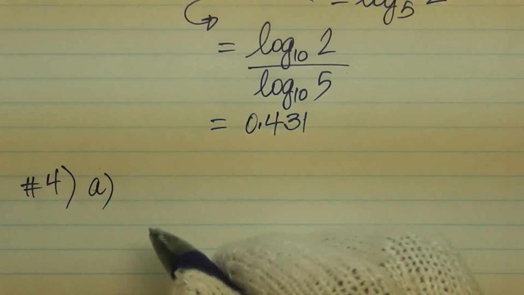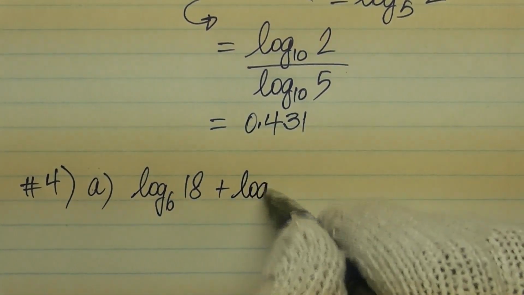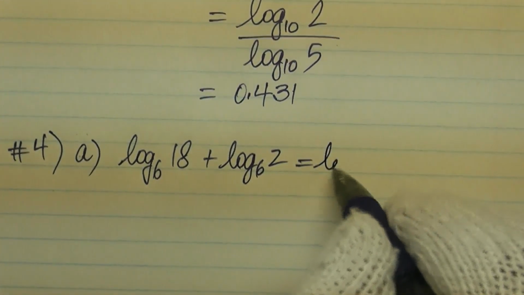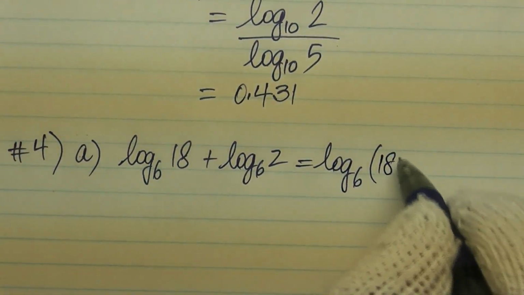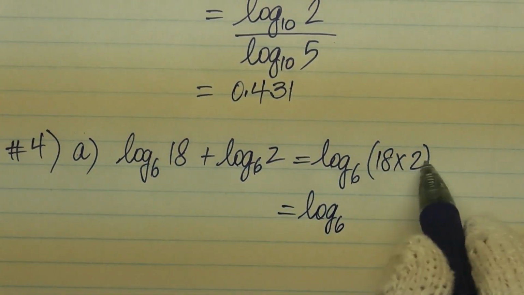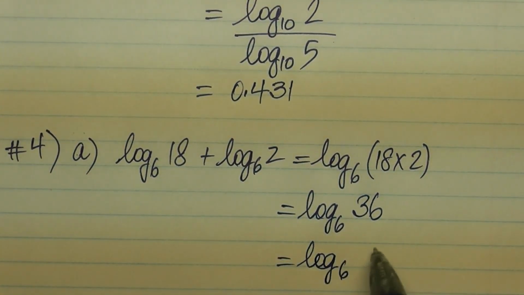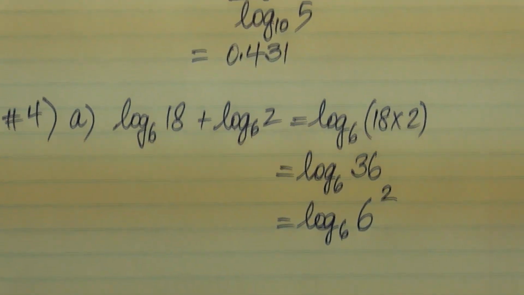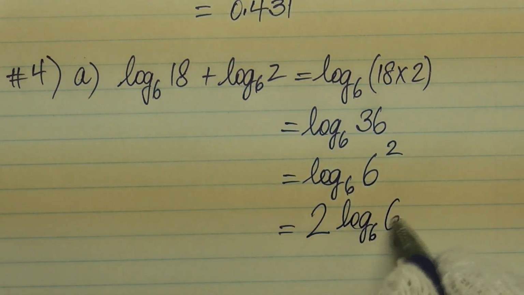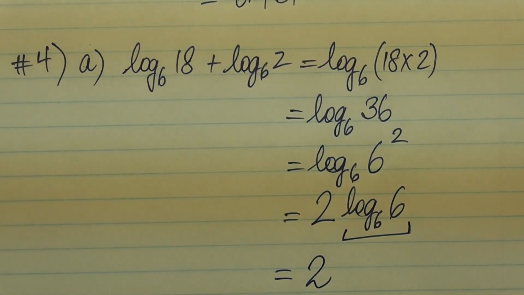So 4a says log base 6 of 18 plus log base 6 of 2. That's the same as log base 6 of 18 times 2. That's going to give us log base 6 of 36, since 18 times 2 is 36. 36 can be written as 6 squared. And using our power law, we can say that's 2 times log base 6 of 6. Now this part is 1. So that's equal to 2.